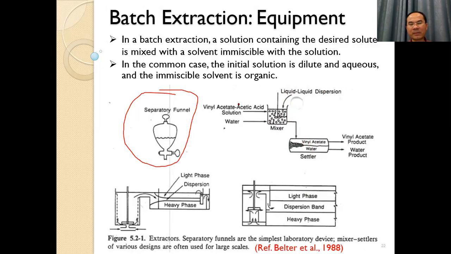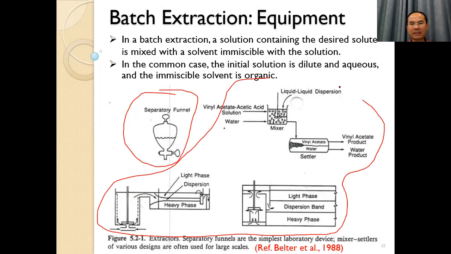In this case, we use vinyl acetate, acetic acid, and another solvent to separate it from the water. We also have a mixer, and the overflow is sent to the phase separator, with the heavy phase at the bottom and light phase at the top. That's another device. Most of these three cases we call mixer settler extraction.